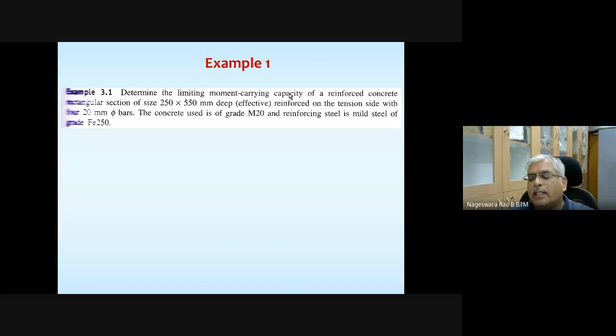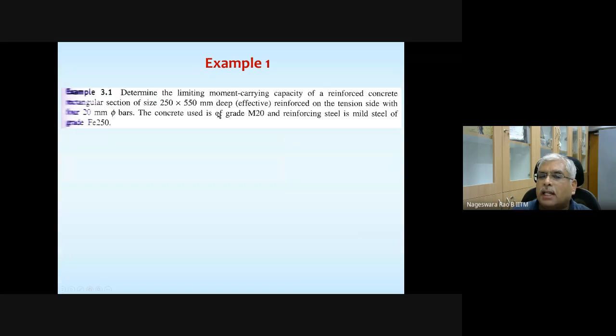If XU is exceeding XU max, then you need to redesign the section. So you try this example, okay? Suppose in addition to this limiting moment carrying capacity, you are asked to prescribe the amount of load that I can place on this. What is the amount of uniformly distributed load that I can place on this beam?